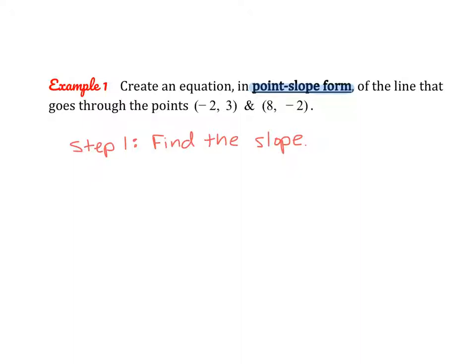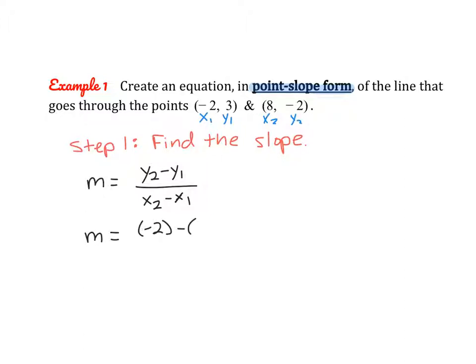So we're going to use our slope formula. So let's all write it again together. y2 minus y1 over x2 minus x1. So I'm going to label my coordinates x1, y1, x2, y2, so I don't make any mistakes in substituting. So our slope is going to be -2 minus 3 over 8 minus -2.